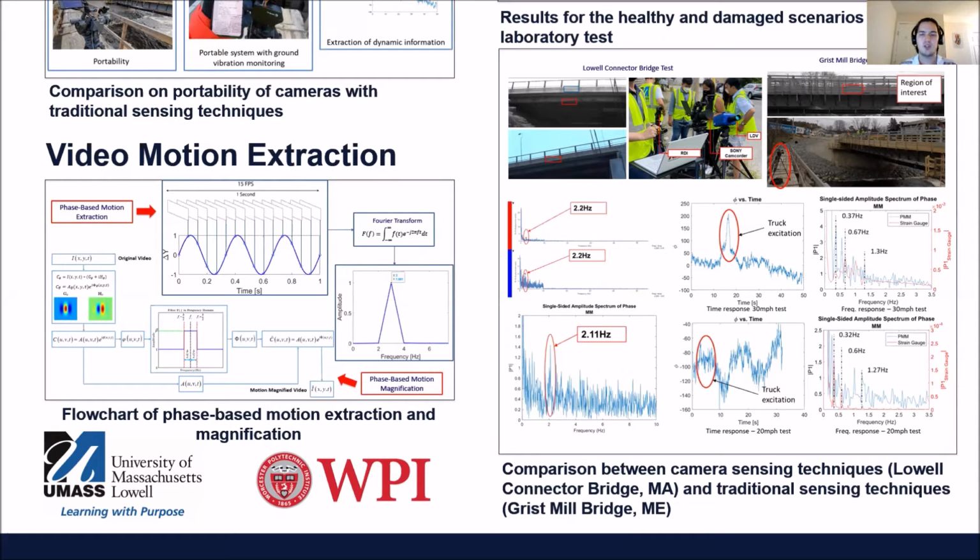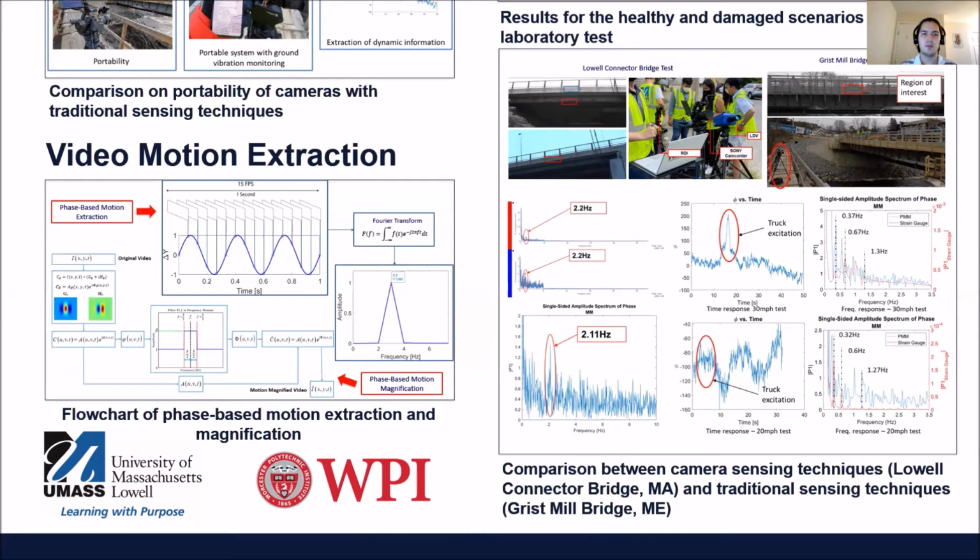The phase-based motion extraction convolves each frame with the Gabor wavelet, generating a phase that amplifies the motion and then allows us to extract subpixel motion. With that, we can extract a displacement on the order of 1 or 2 millimeters, even though we are recording a video of a bridge that's 20 meters away from us.